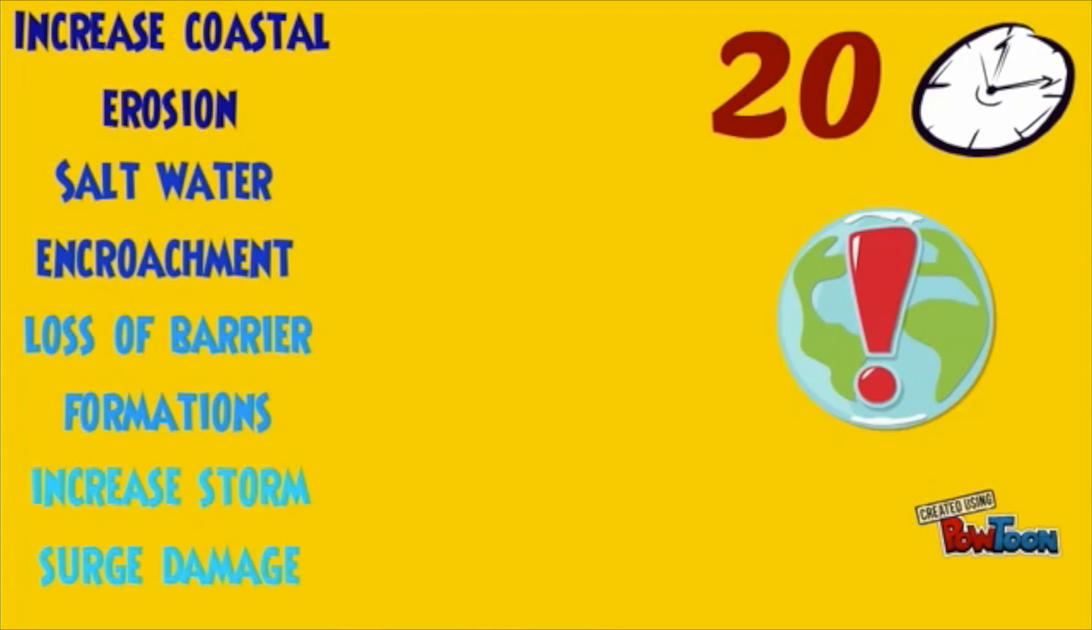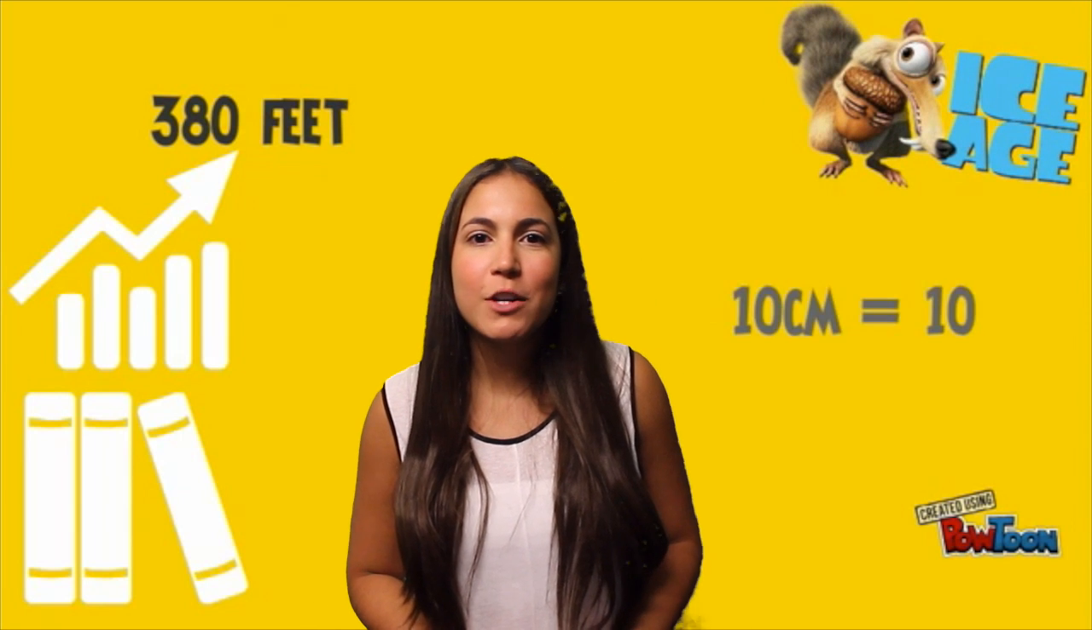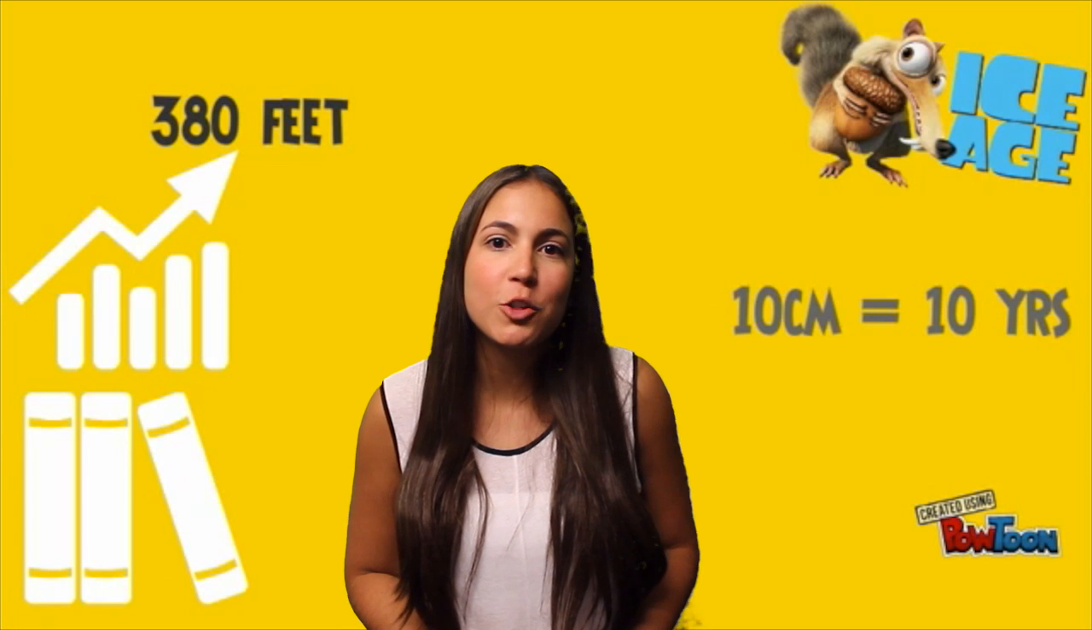On a historical note, sea level has risen more than 380 feet since the last ice age, 18,000 years ago. That's an average rate of 10 centimeters per decade, or 10 millimeters per year.